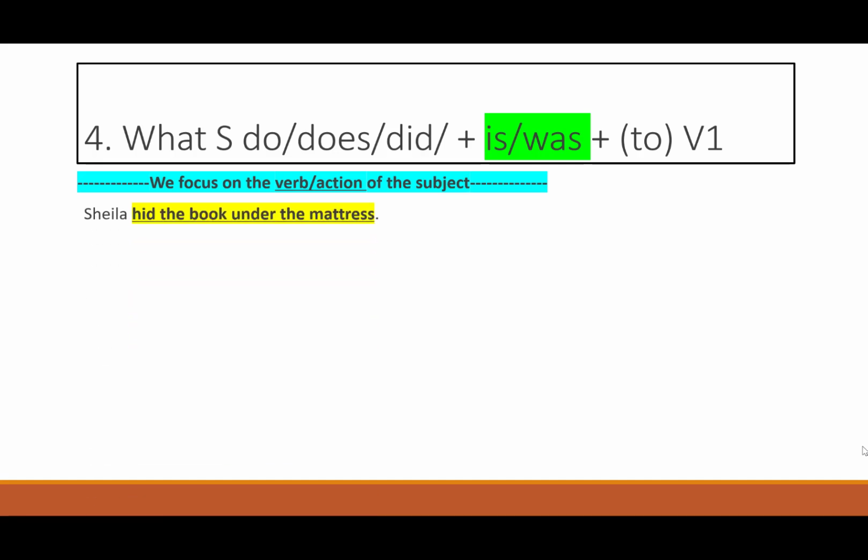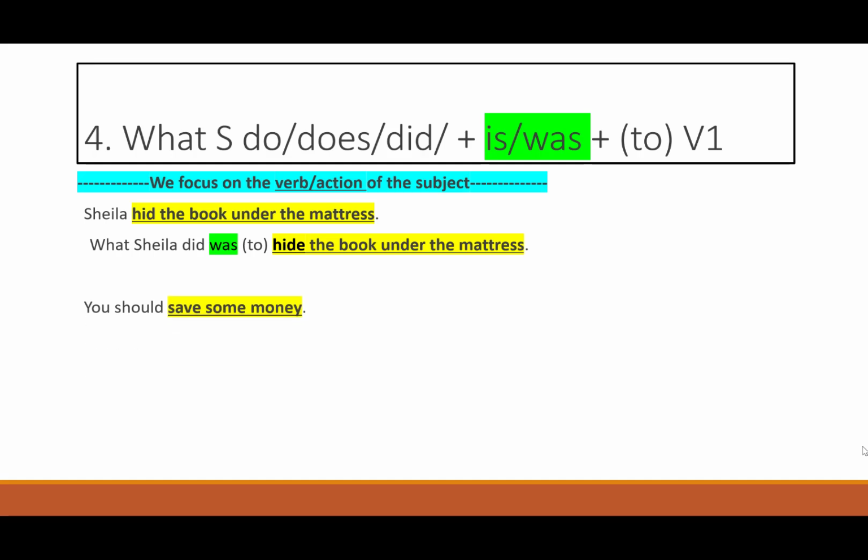Now look at this example. Sheila hid the book under the mattress. Remember, we would like to stress on the action of the subject. Look at the pattern. We have to use what first. And then we put the subject. Then we have to use do or does or did. It depends on the tense. Here, it's in past tense. Therefore, we use did. Then we have to use be. Check the tense. Hid is in past tense. Then to verb 1 or just verb 1. The result becomes what Sheila did was to hide the book under the mattress.